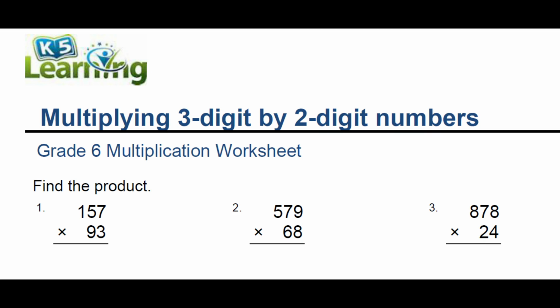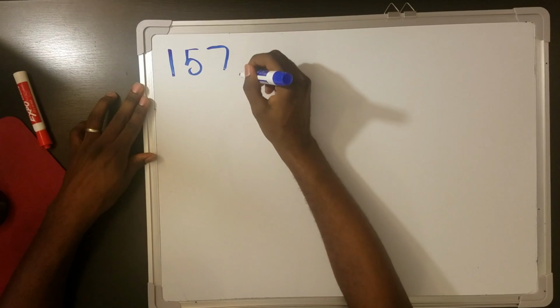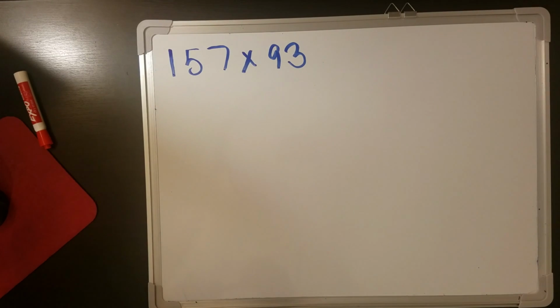So the next question is going to look a little bit different. It's going to look a little intimidating, but we can do it. I know we can. So we're going to start with the first question. If you look here, we have 157 multiplied by 93. Wow. Let's write that out. 157 times 93.